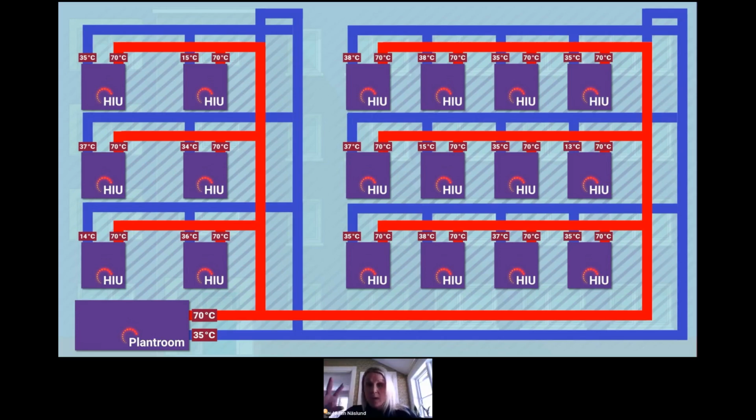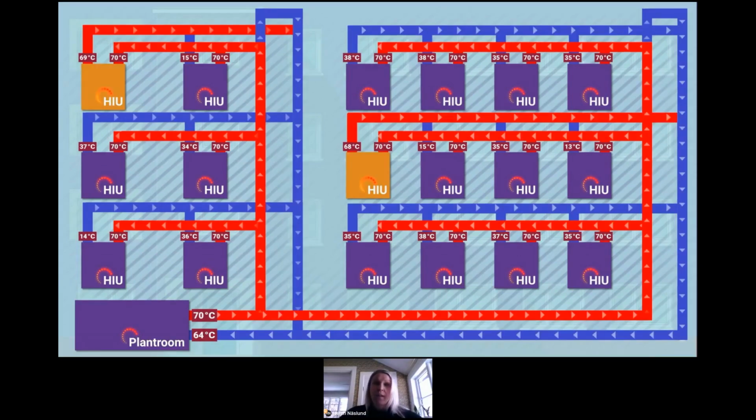So here we're looking at quite a good network. We can see that the flow temperature from the plant room is at 70 degrees. And we can see that when it reaches the HIUs, it's also at 70 degrees. So it's not lost any heat on its way from the plant room up to the units. We can also see that the return temperatures are quite good, about 15 in hot water mode, about 38 in heating mode, and 35 in keep warm mode. So this is the ideal scenario. Here is a scenario when it's not ideal. We have not got ideal conditions.